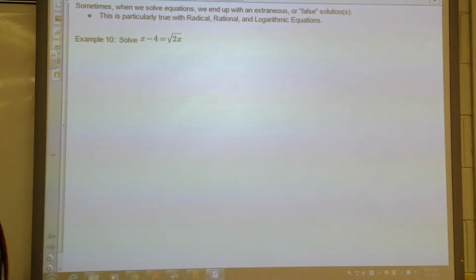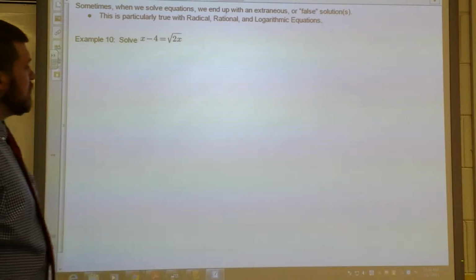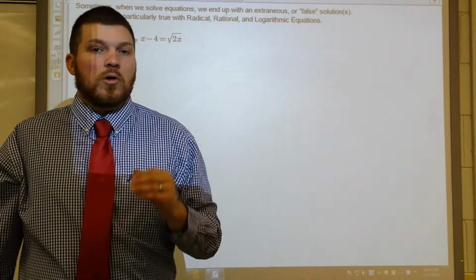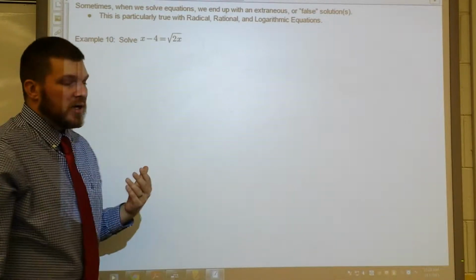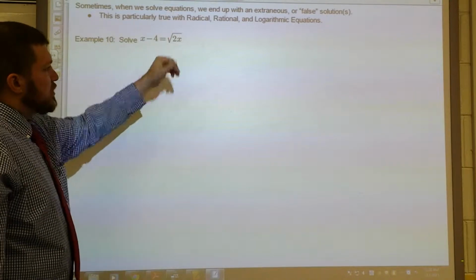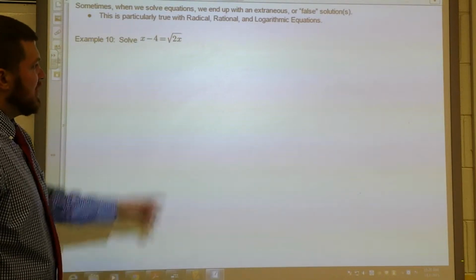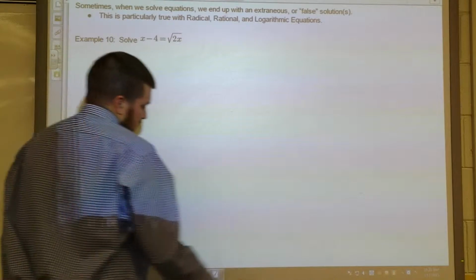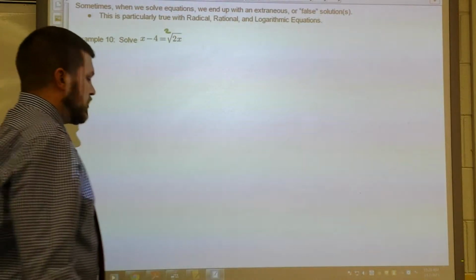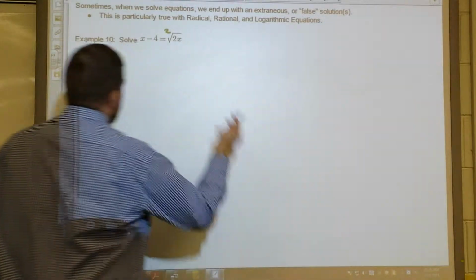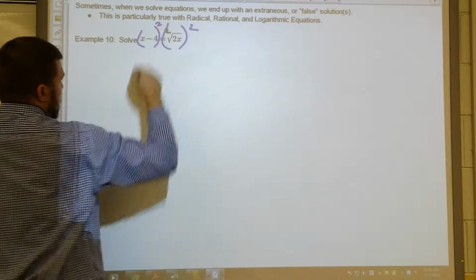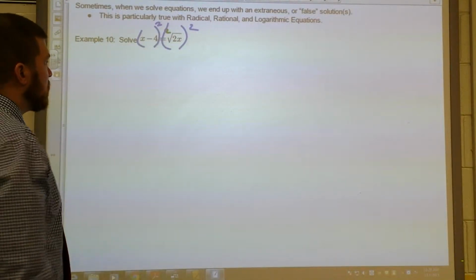All right, and then a few more examples. Sometimes, especially when you're working with radical, rational, or logarithmic equations, you're going to have what's called a false solution or extraneous solution. So let's do a few examples of those. In this particular example, my radical is always by itself, and it's a regular square root, so I know that the index is 2, so I'm going to go ahead and write that there. To get rid of that index 2, I need to use power 2 on both sides. Now, x minus 4 is tied together, so you got to put the parentheses around it like that.